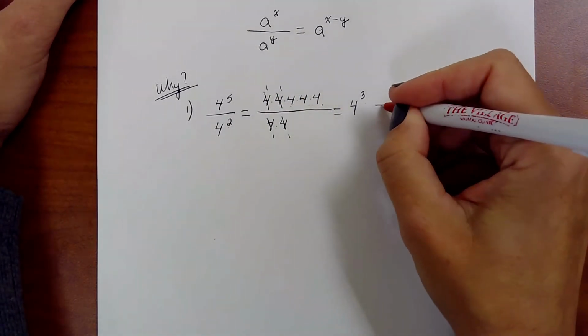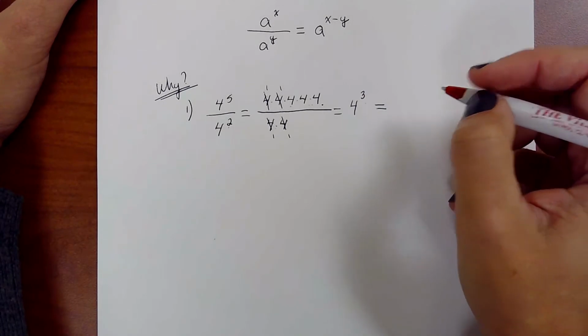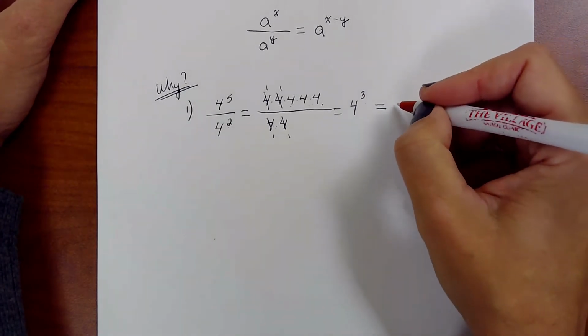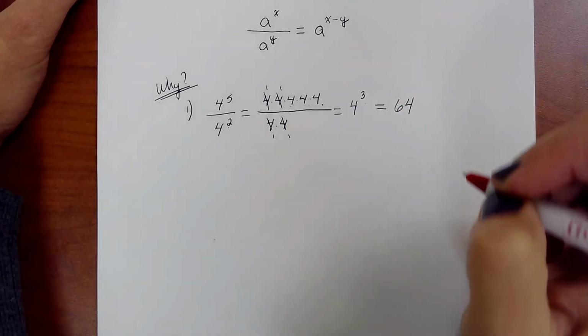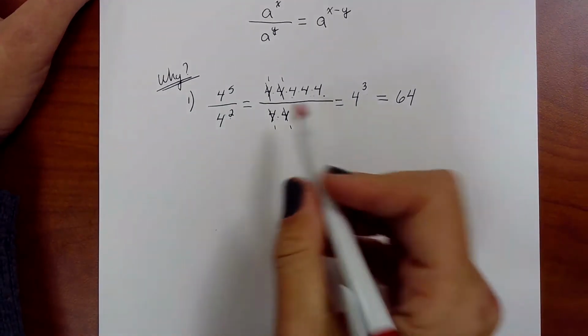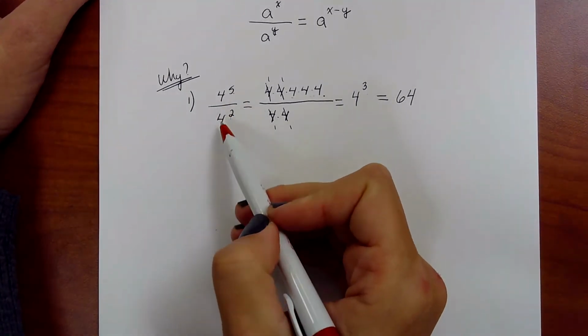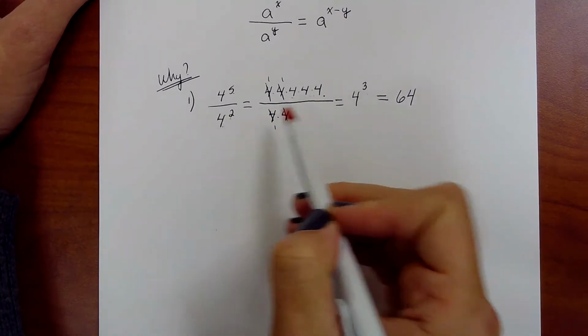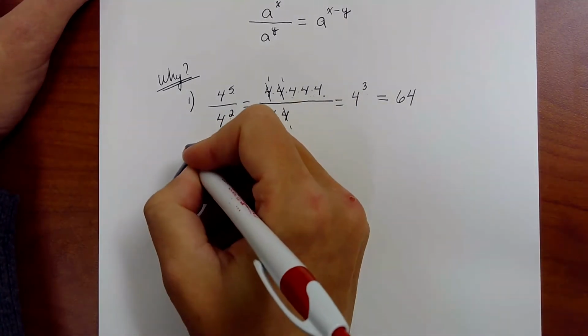All right, and then we could solve it because it's a number. 4 to the 3rd, that's 16 times 4, 64. That's actually way easier than figuring out 4 to the 5th and dividing it by 16, right? I think that's better. So this is actually useful.